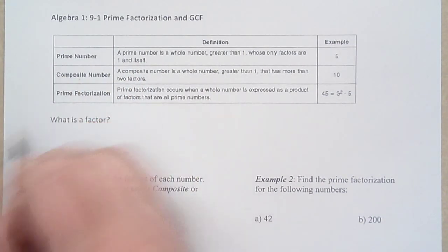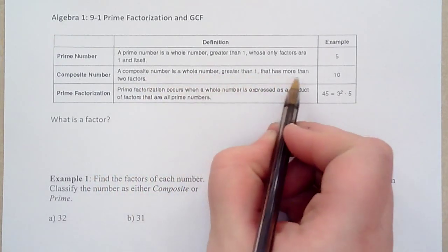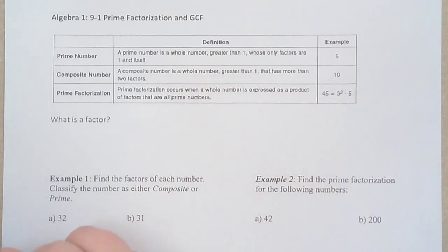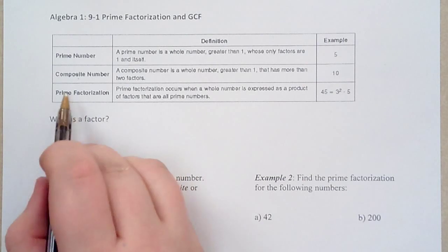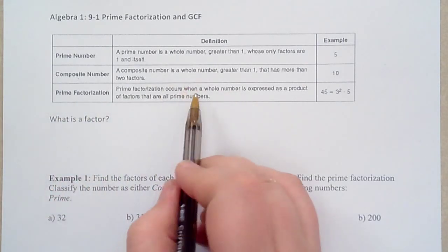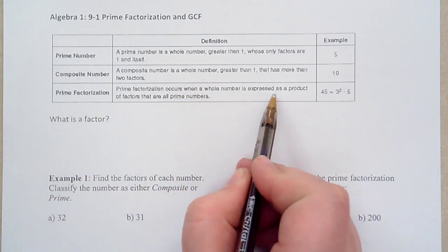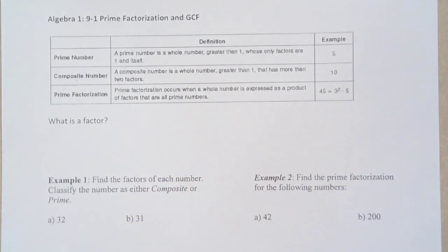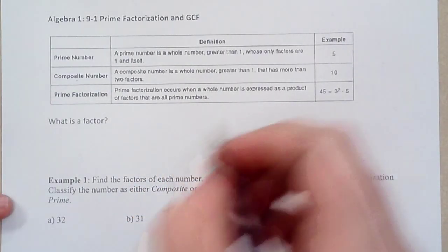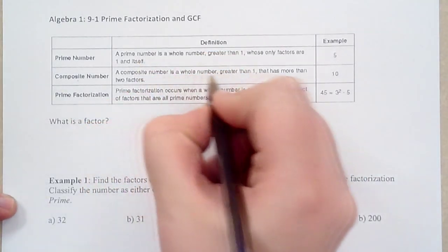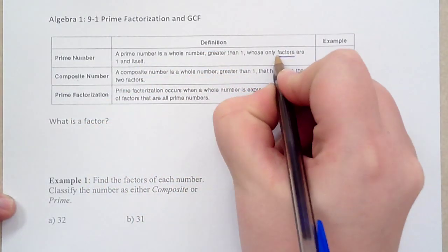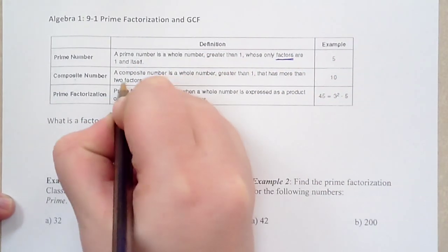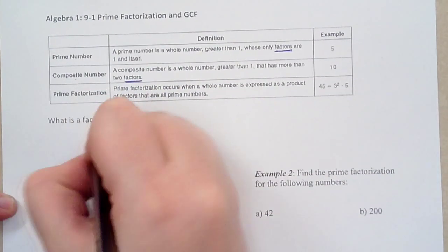A composite number is a whole number greater than 1 that has more than 2 factors. And a prime factorization occurs when a whole number is expressed as a product of factors, which are all prime numbers. So that's a whole ton of conversation, but one of the things I want to focus on is this word factors. What are factors?